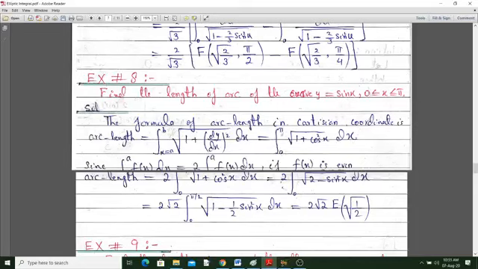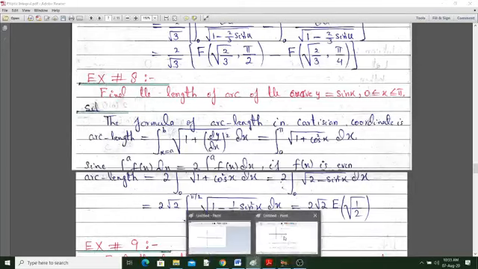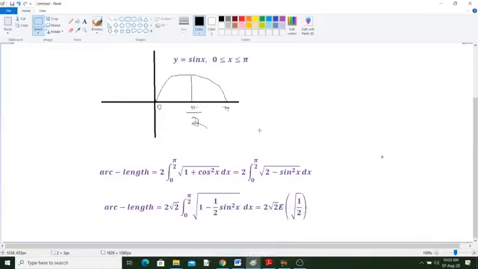Please forget these steps. These are wrong steps. For the correct steps, see these. So the last integral can be written as 2 times the integral from 0 to pi by 2 of square root of 1 plus cos square x dx. And now what is the problem? In order to make this integral an elliptic integral, we require minus sine square. So I convert cos square into 1 minus sine square, and we get 2 minus sine square dx.